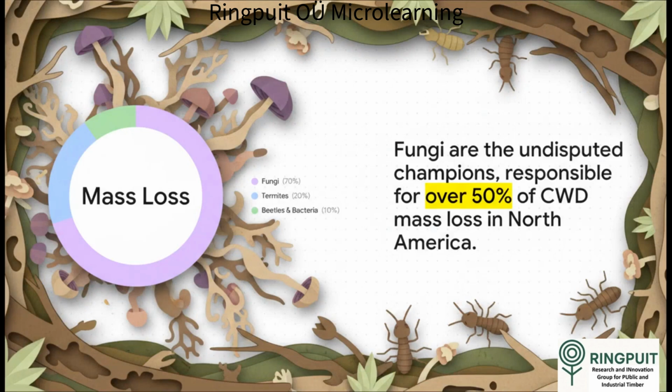The undisputed, heavyweight champions of breaking down wood are fungi. We're talking more than half the work in pretty much every climate you can find. Termites? Yeah, they're big players, but it depends where you are. And then you've got beetles and bacteria playing smaller but still important roles.